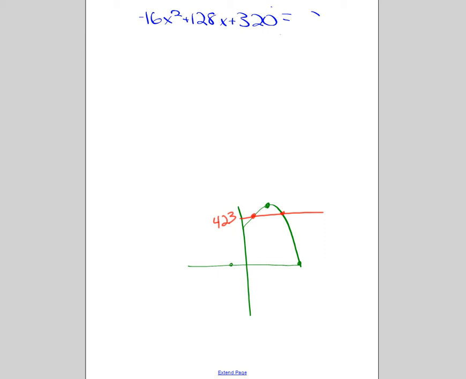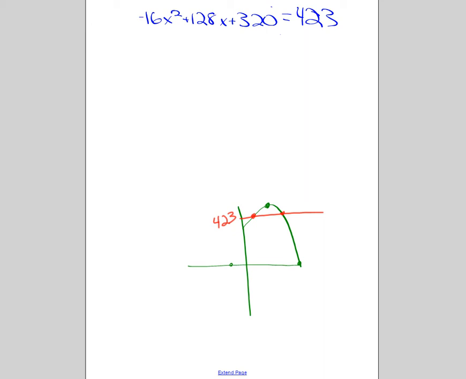So we want to know 423. This is going to be terrible. Who gave us this problem? Yeah, I did, didn't I? Well, no, let's do this. All right, with me?